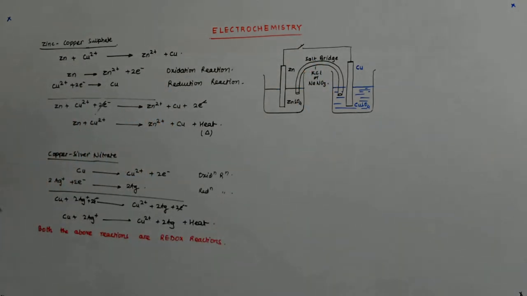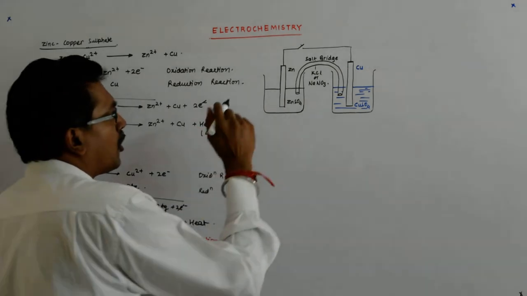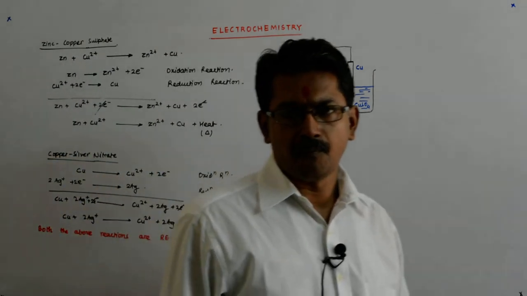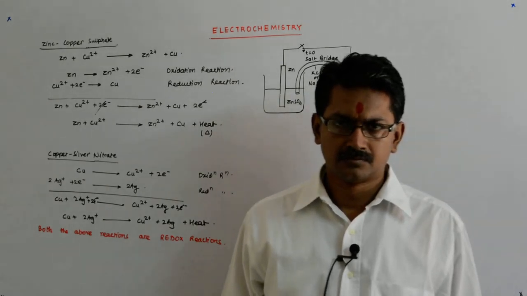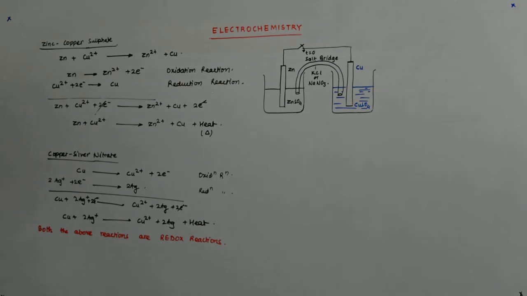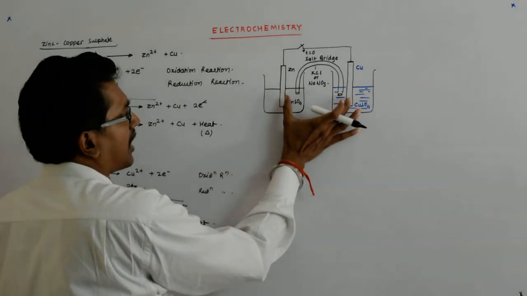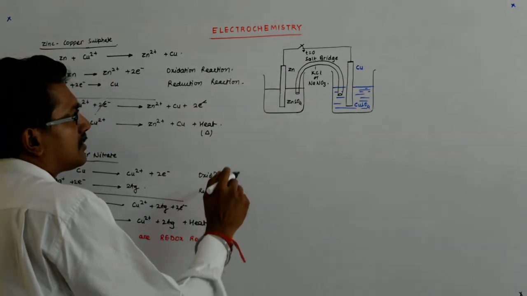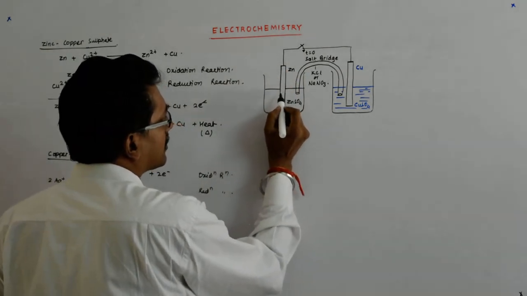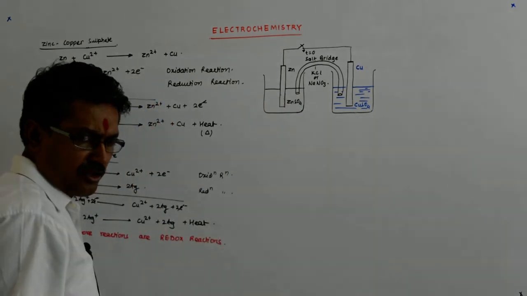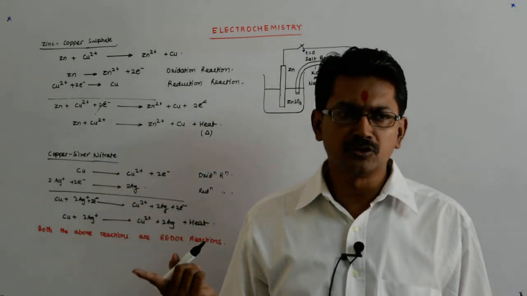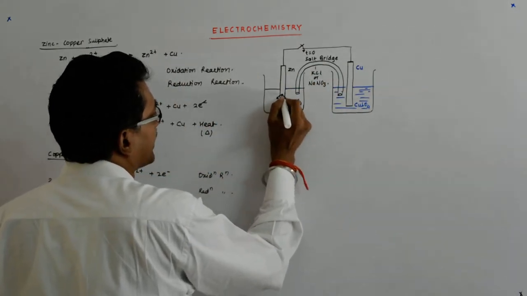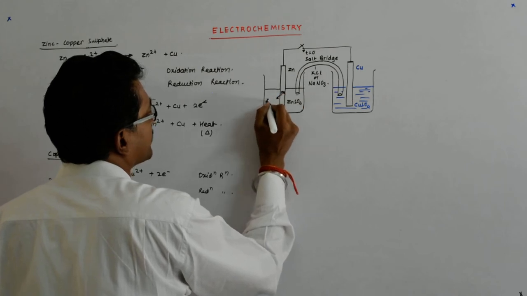As long as the switch is off, no reaction takes place. But the moment you close the switch at time t equal to 0, the competition starts between these two. Now what happens? Zinc here wants to donate electrons and become Zn2 plus and move into the solution. This zinc is trying to become Zn2 plus.